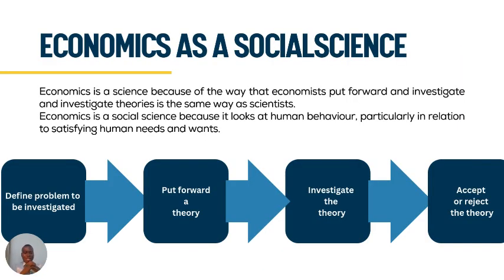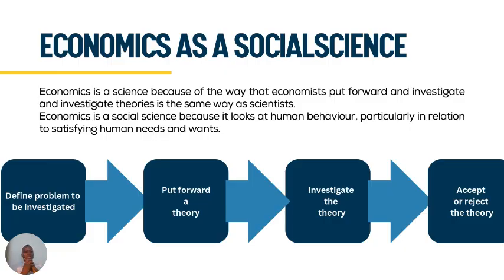Now let's look at economics as a social science. Why is it that we say economics is a social science? Why do we have to relate it to a science field? What is the science about economics? Economics is actually a science because of the way economists put forward and investigate theories, because they do that the same way scientists do.